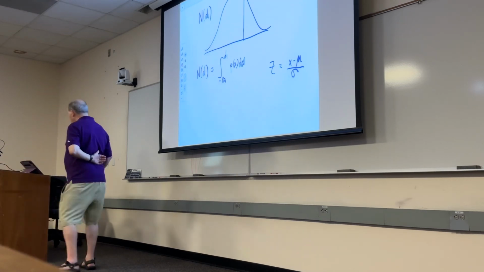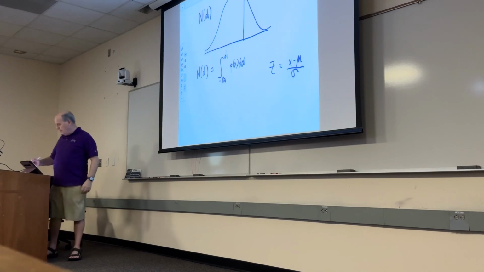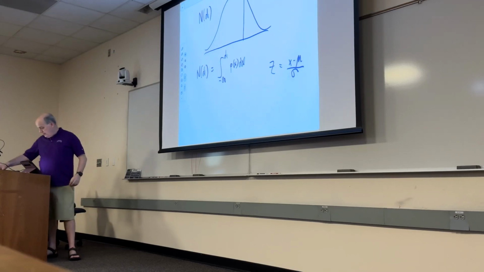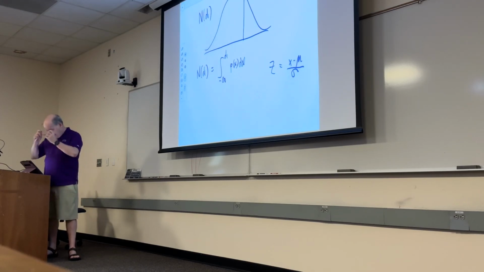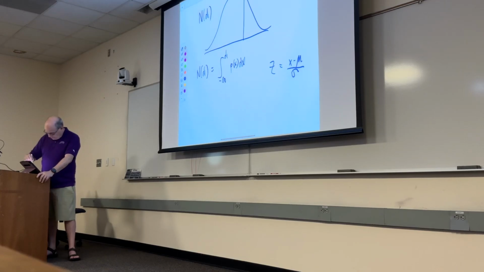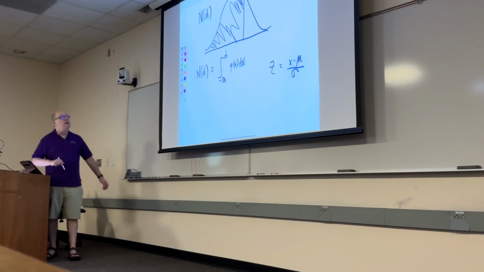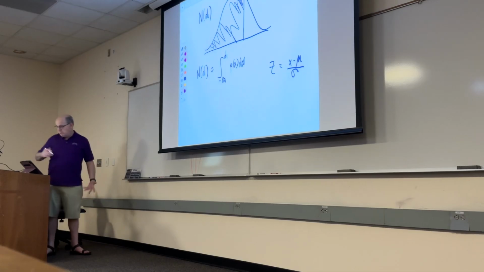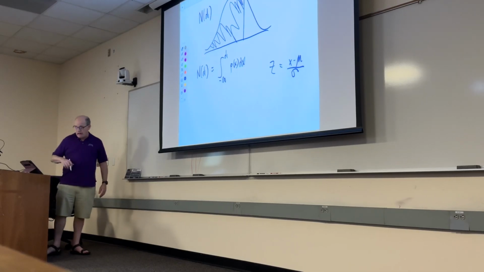And then to get this probability, which is why I use the letter p(x), you have to understand that N is a cumulative distribution function, which means we're going to find the area under this curve. And then the question arises, how do you get that area under the curve?